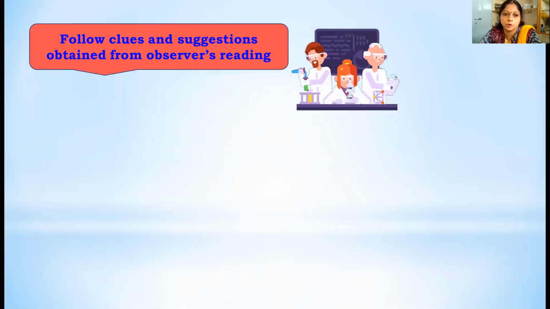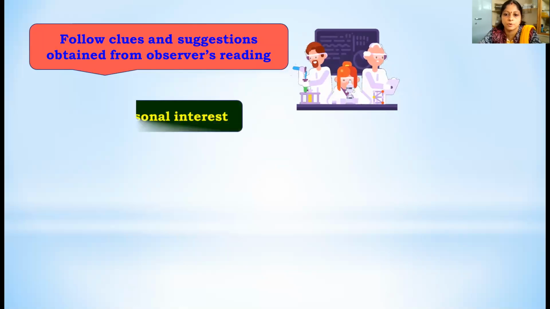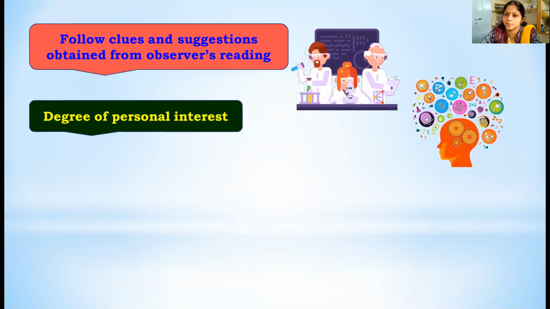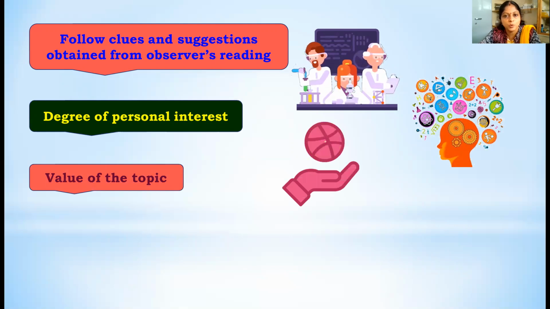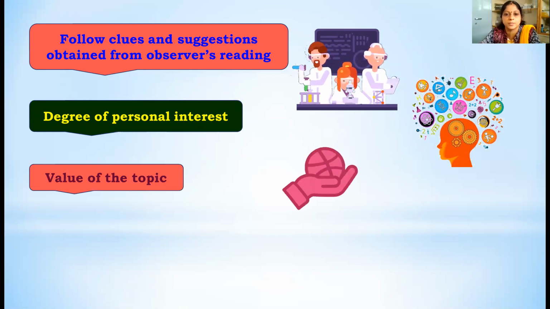And next, you have to follow the clues and suggestions obtained from the observer's reading. For example, whenever you review the literature, the previous scientists used to suggest what the future line of work will be. So you have to concentrate on those clues or suggestions given by the previous researcher, and that may act as a basis for selecting a problem for your research. And next is your personal interest. The area in which you want to do the work will act as a source of your research problem. And value of the topic. Always select a topic which has value in the present context.